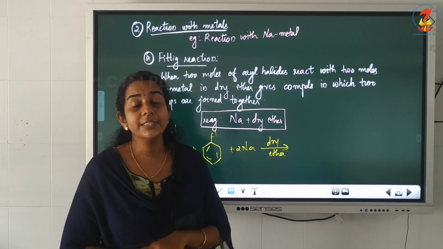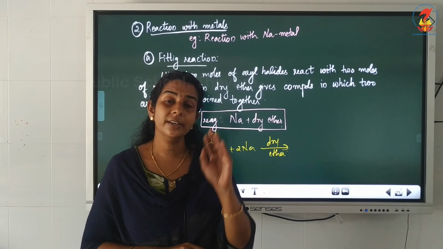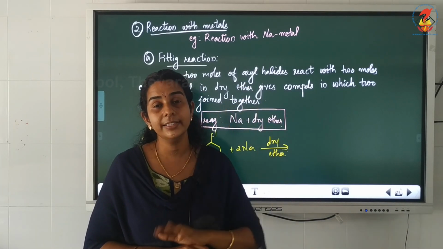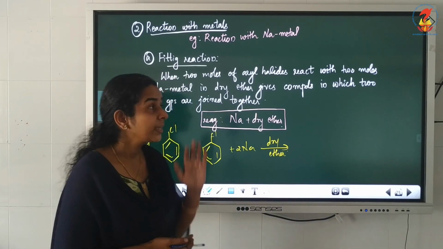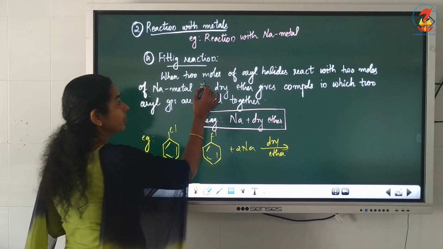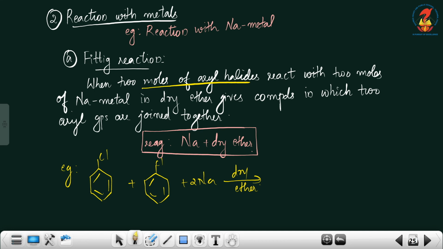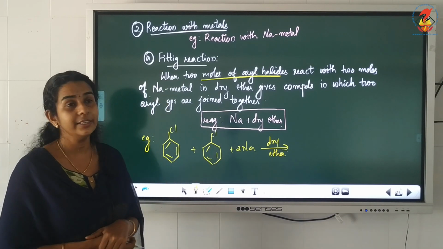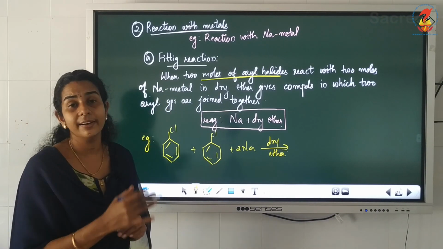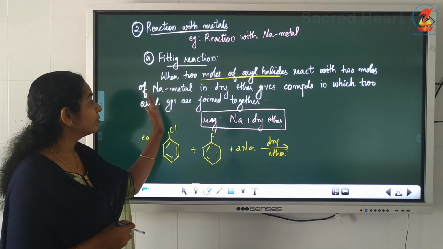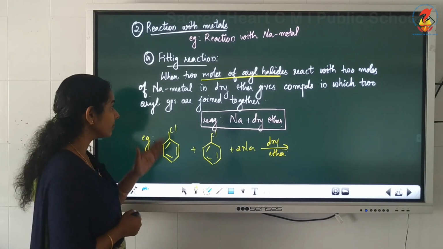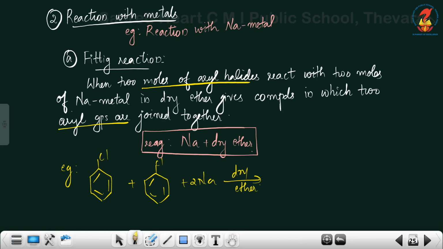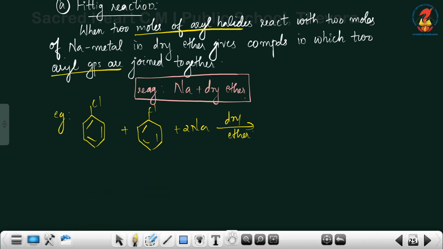Wurtz reaction is actually the reaction that alkyl halides undergo. 2 moles of alkyl halides undergo Wurtz reaction, but here the difference is 2 moles of aryl halides undergo the reaction. So Wurtz reaction only alkyl halides, Fittig reaction only aryl halides. 2 moles of metallic sodium in dry ether gives compounds in which 2 aryl groups are joined together. How? We will see now.